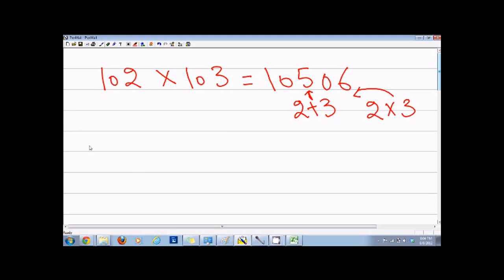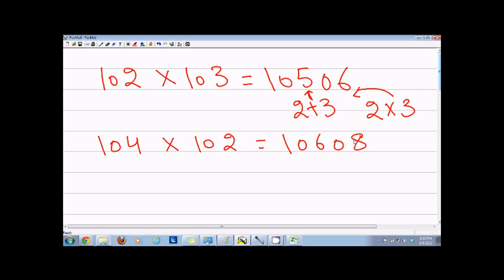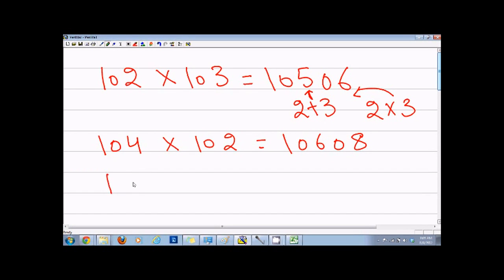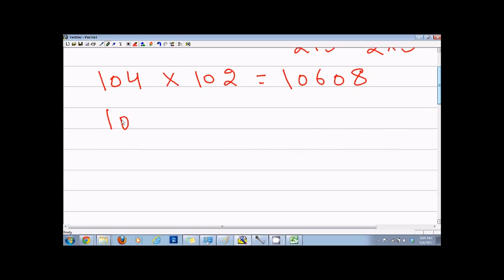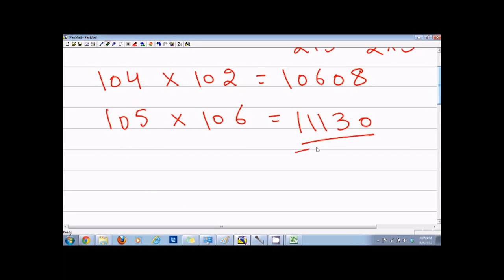Again, if we take 104 and 102, then the answer will be 1, 4 plus 2 is 6, and 4 into 2 is 8. So the answer is 10608. Again, if I have 105 and I want to multiply by 106, then the answer will be 1, 5 plus 6 is 11 and 5 into 6 is 30. So 11130. This is a quick way you can multiply numbers which are close to 100.